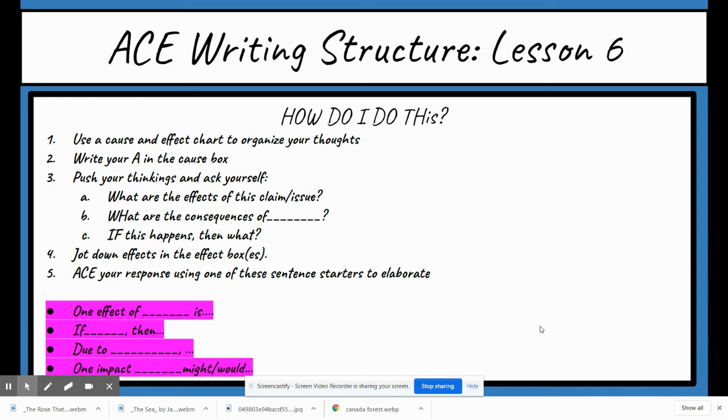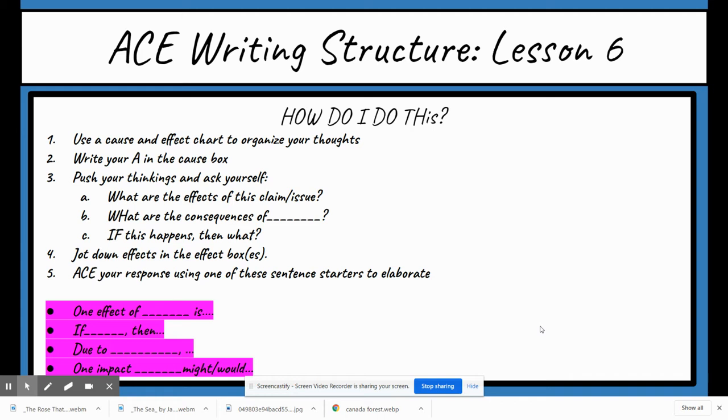Number one, you're always going to use a cause and effect chart to organize your thoughts. You guys, this is just like in math when you have a scratch piece of paper where you're writing down your work and then you put your final answer into the answer section. That's exactly what I'm asking you to do here. Use a separate sheet of paper to just jot down 3 little boxes, 1 cause and 2 effect boxes. And you're going to put your A into the cause box. So whatever your answer to the question is, put that in the cause box.